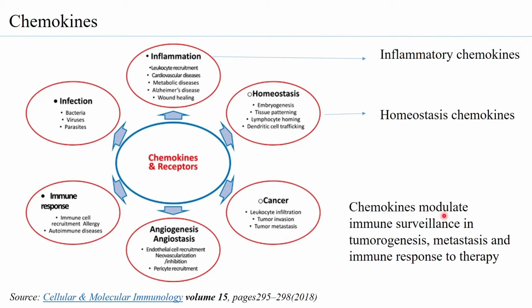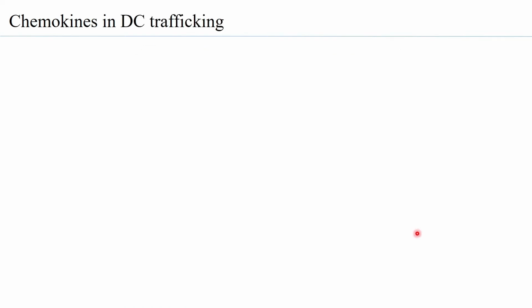Moreover, chemokines modulate immune surveillance in tumorigenesis, metastasis, and immune response to therapy. So there is a lot of study relating chemokines to cancer per se. One of the major roles of the chemokines that many studies have shown is that it plays an important role in dendritic cell trafficking.